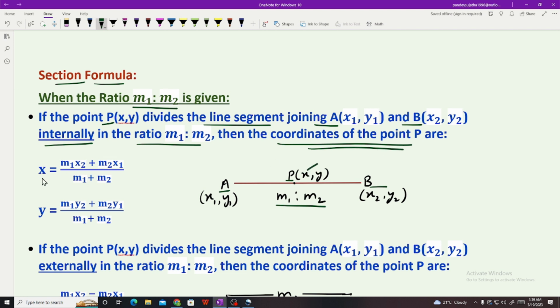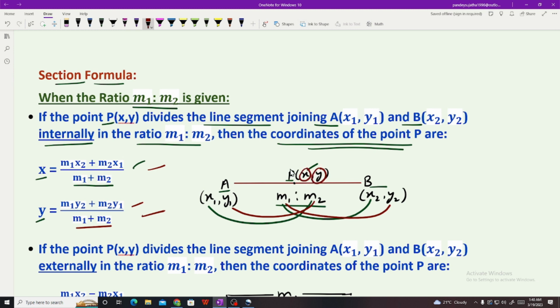we are going to use the section formula. To find the x coordinate, that is m1 into x2 plus m2 into x1 upon the sum of ratio, that is m1 plus m2. To find the y coordinate, here we are going to use the formula m1 into y2 plus m2 into y1 upon the sum of ratio, that is m1 plus m2. This is the section formula. With the help of this, we find the x coordinate and the y coordinate of the point which divides the line segment in the ratio m1 is to m2.